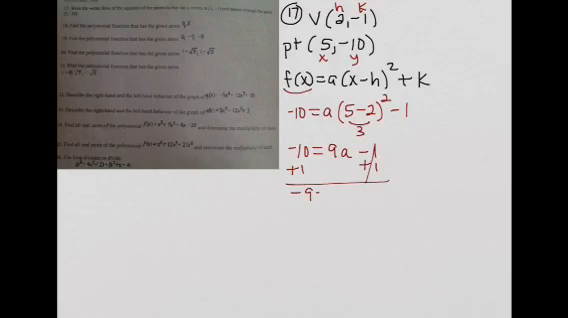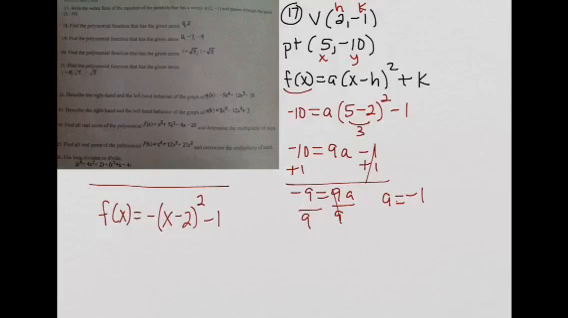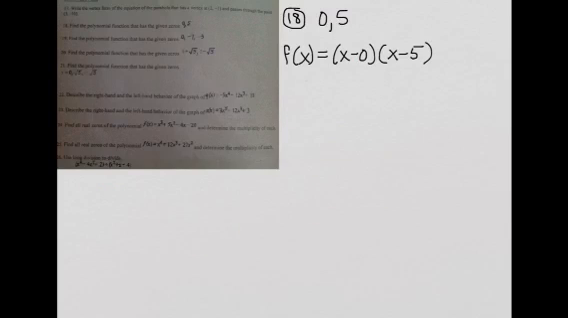So negative 9 equals 9a, divided by 9. So a is negative 1. Okay? So f of x equals negative, you don't have to put the 1, (x minus 2) squared minus 1. So there's the answer. Alright, so for 18, you want to write a polynomial with those zeros.